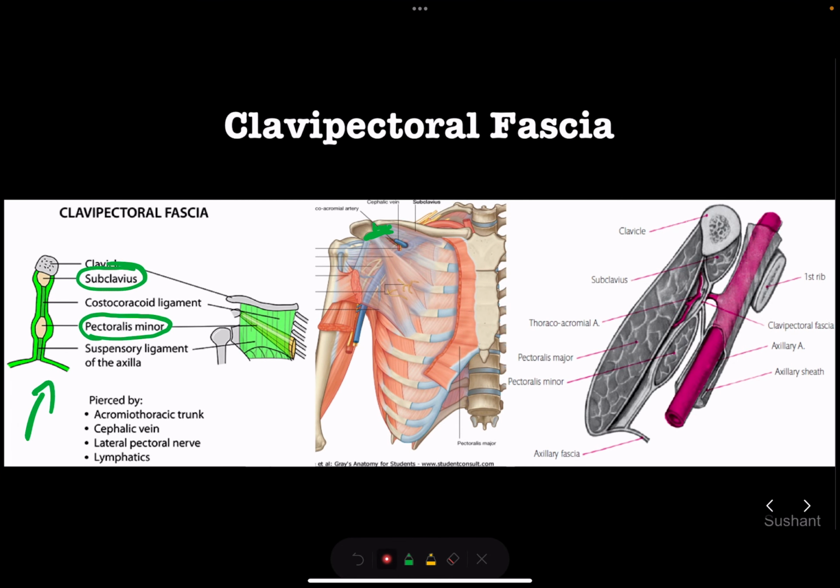Okay, so this is the pectoralis minor muscle. Subclavius, the clavipectoral fascia attached here above to the subclavian groove. Below, at the upper border of pectoralis minor, it divides into two layers, covers the pectoralis minor muscle. At the lower border of pectoralis minor, it forms the suspensory ligament of the axilla that keeps the floor of the axilla pulled upwards like a dome. Medially, it blends with the coracoclavicular ligament, laterally with the costoclavicular ligament, and also the anterior intercostal membrane of the upper two spaces.